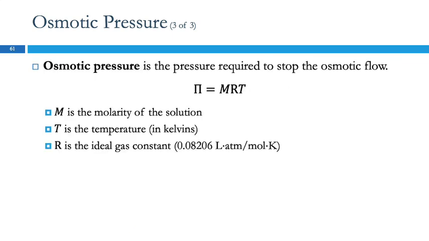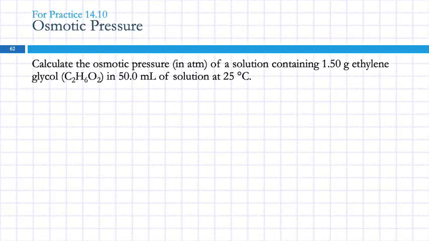So osmotic pressure has an equation too. Of course, you have to have an equation for everything. This one's a little different. So here, that capital M is the molarity of the solution, T is the temperature in kelvins, and R is the ideal gas constant. So we are talking about pressure, and so these are units that we used when we were talking about pressure of gases. And this is a capital pi, if you're not sure what that is.